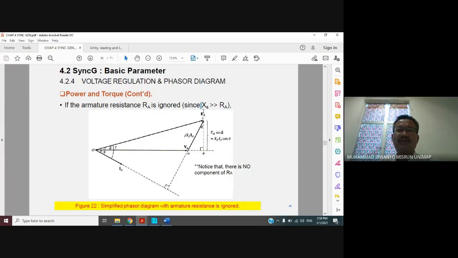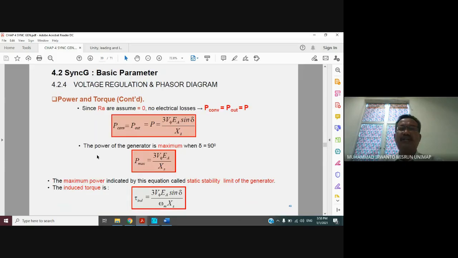So the phasor diagram of the synchronous generator can be written like this. It is the angle between IA and V phase. It can be drawn from the angle of cos theta.